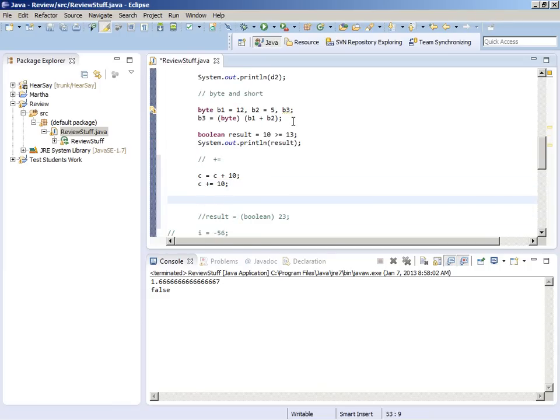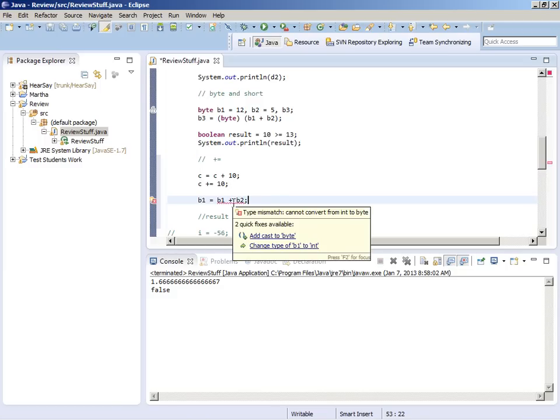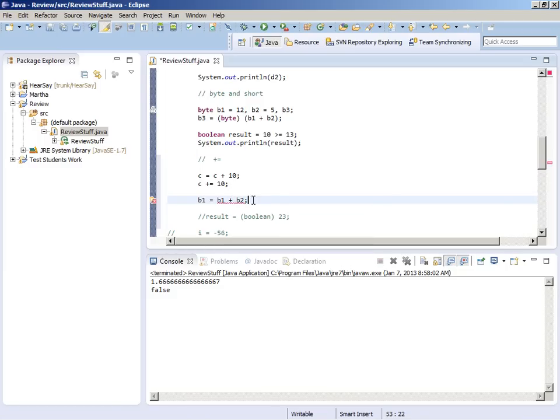There's a tricky one. Go back to this. Let's take B1 gets B1 plus B2. And this doesn't compile for the reason we talked about before. There is no plus defined for bytes. The shortcut operators, which usually help you, in this case might confuse you.